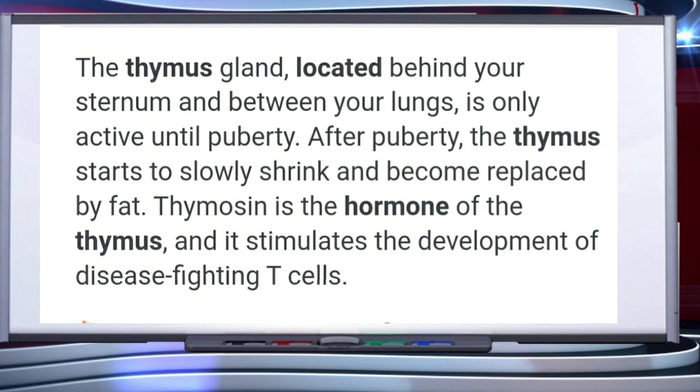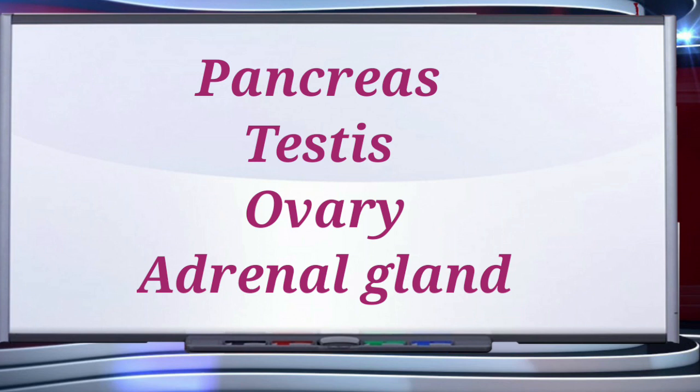So, students, these are some important glands of human endocrine system. I hope you must have understood. In the next presentation, we will discuss pancreas, testis, ovary, and adrenal gland.